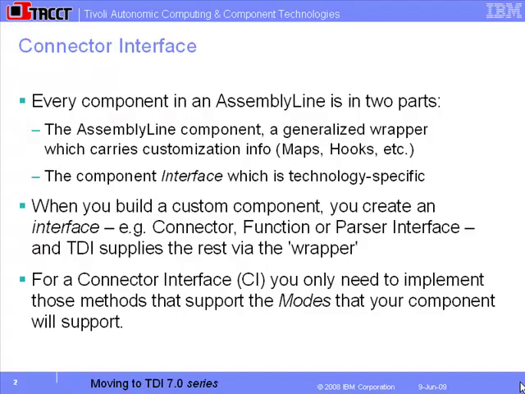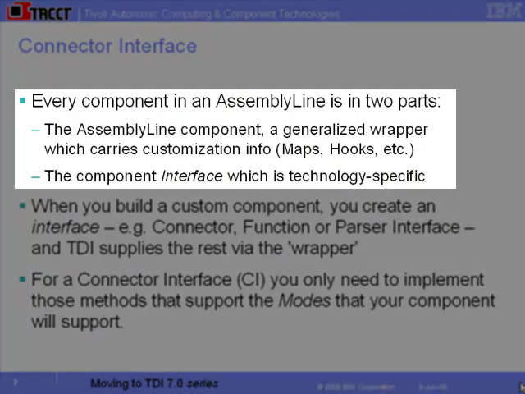Now, every component in the assembly line is two parts. You have the assembly line component itself, which is a general wrapper provided by the server, and this is where your attribute maps, your hooks, and various other customization settings are kept. In addition, every component has an interface, which is what is designed to speak with the protocol or the API or the system that you're working with.